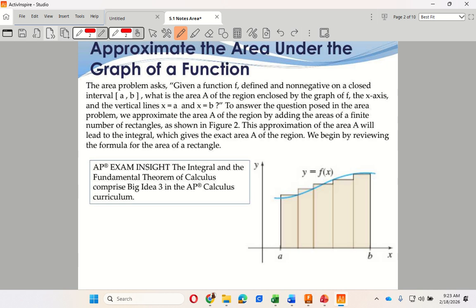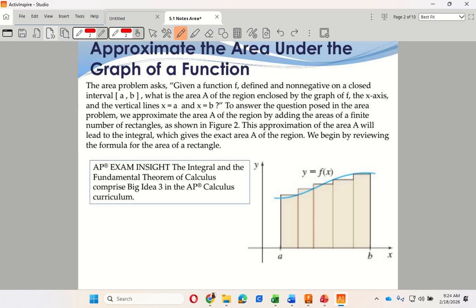So, right here, approximation of area under the graph of a function. The area problem asks, given a function f, defined and non-negative on a closed interval from a to b, what is the area A of the region enclosed by the graph of f, the x-axis, and the vertical lines x equals a and x equals b? The x-axis, that is key, is the lower bound on almost all of these.